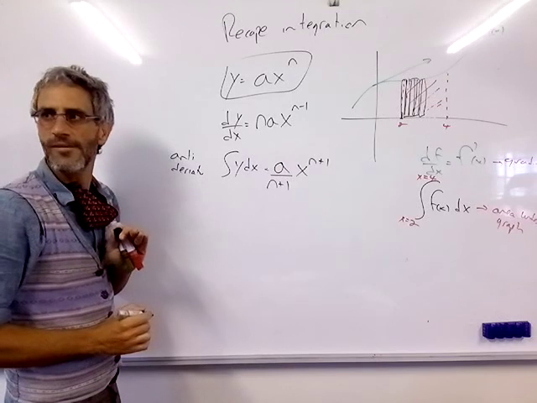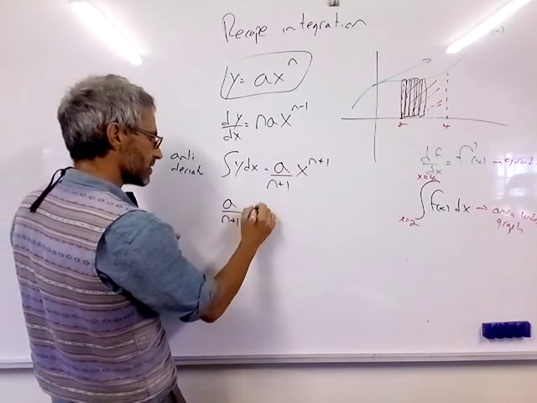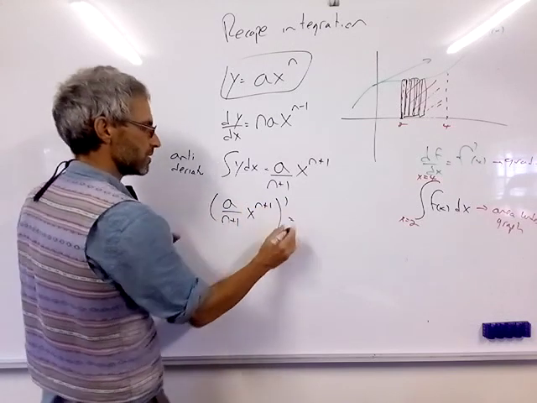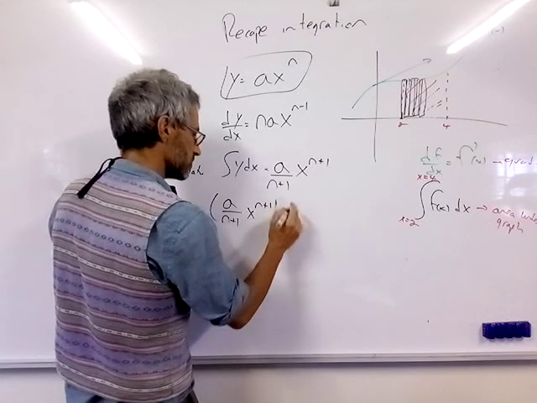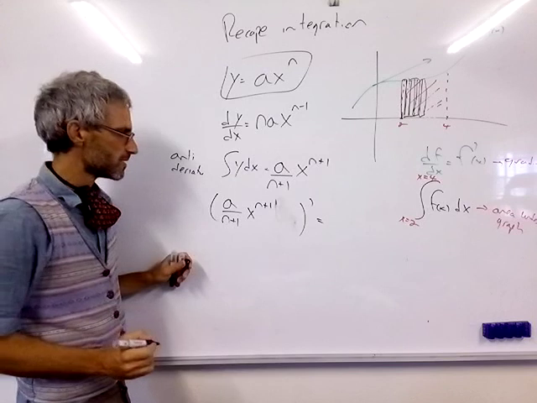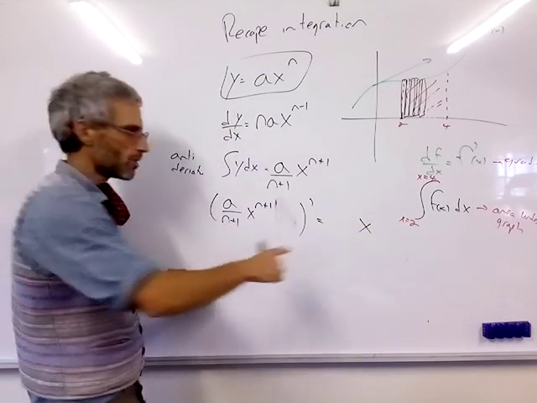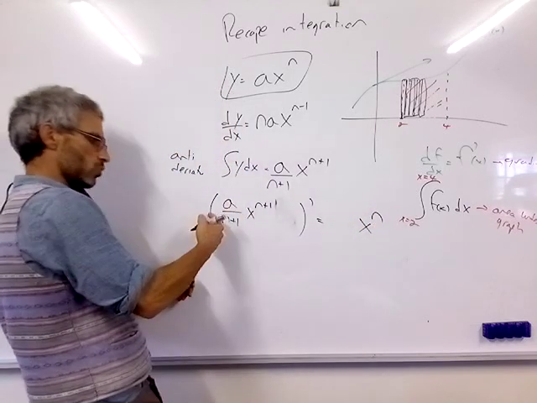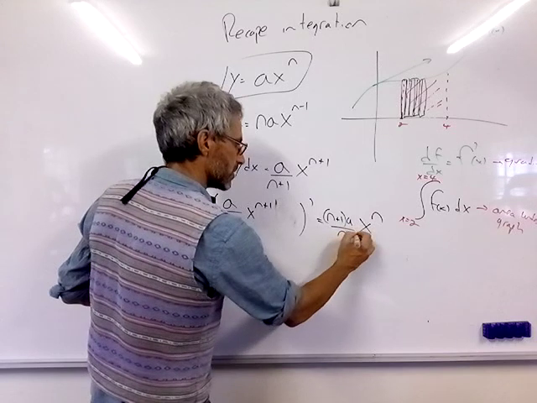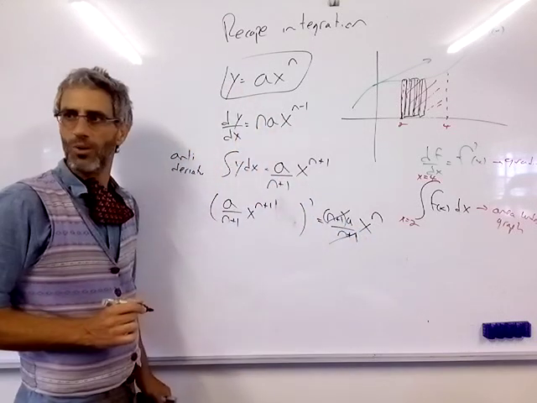Let's have a look at this, ax to the n plus 1, just to check it. If I differentiate it, the n plus 1 will go down 1 and become n. The n plus 1 will jump to the other side, so it will be n plus 1 times a divided by n plus 1. That will cancel, and then I'll have back my original function, which I want.